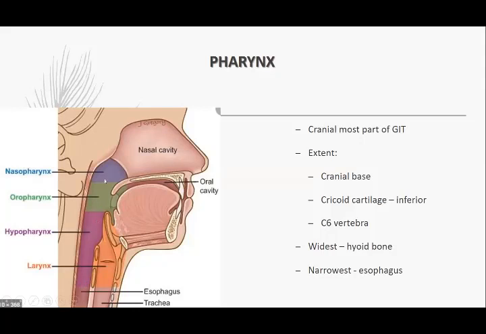So this colored part in three colors, all this up to here is the pharynx. Starting from the base of the skull down to the lower border of cricoid cartilage, and then this pharynx continues inferiorly as the esophagus. Okay. Excuse me. This is anterior to the pharynx. This is the larynx. So pharynx is the posterior structure, a muscular tube for the passage of food.